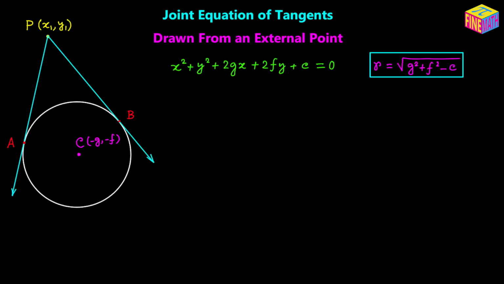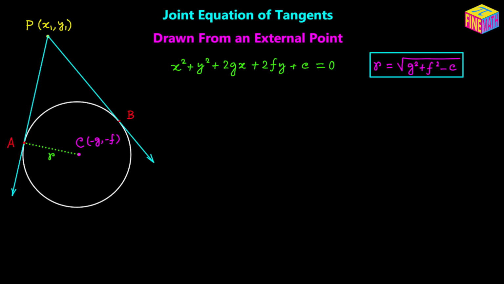And let's suppose we have an external point P whose coordinates are x sub 1 comma y sub 1, and we have drawn two tangents from the point P onto the circle. PA is one of them and PB is the other one. So A and B are the points of contact. Next, if we join C with A, then CA will represent the radius of the circle. Let's denote that with a lowercase r.